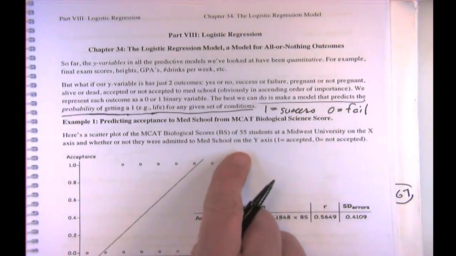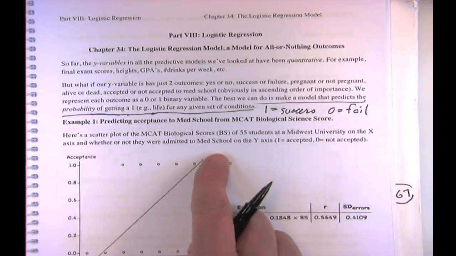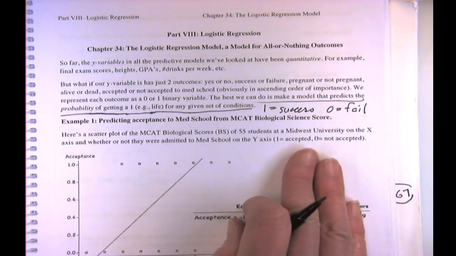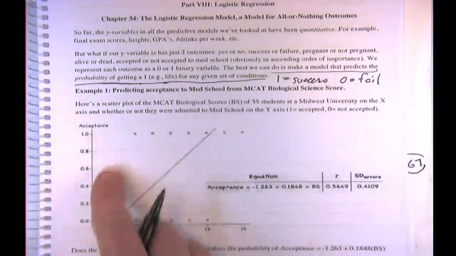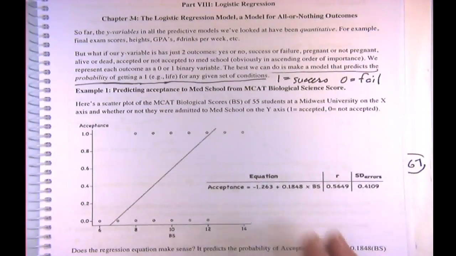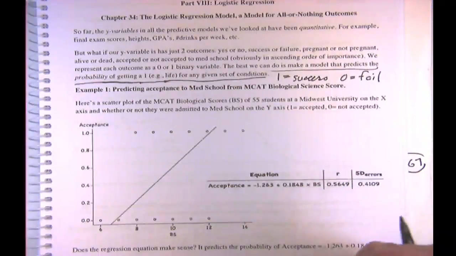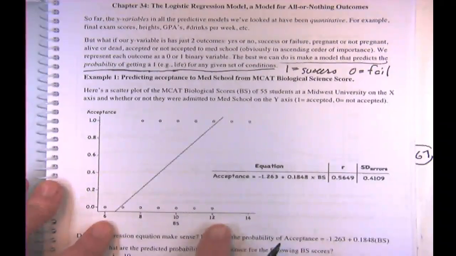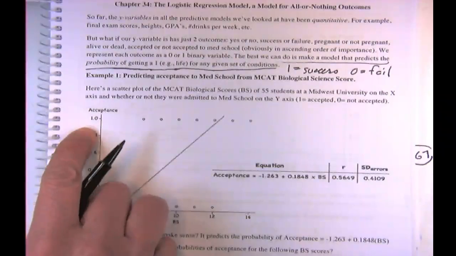All right, so here's a data set that looks at 55 students, randomly selected from some Midwestern university. It looks at trying to predict whether or not they got accepted to med school, that's a 0-1 variable, based on a number of different variables. And one of them we're going to look at right now is their biological science score on the MCAT, which ranges from 0 to 15. Now, these students got between a 6 and a 14, and if they didn't get in, it's a 0, if they did get in, it's a 1.